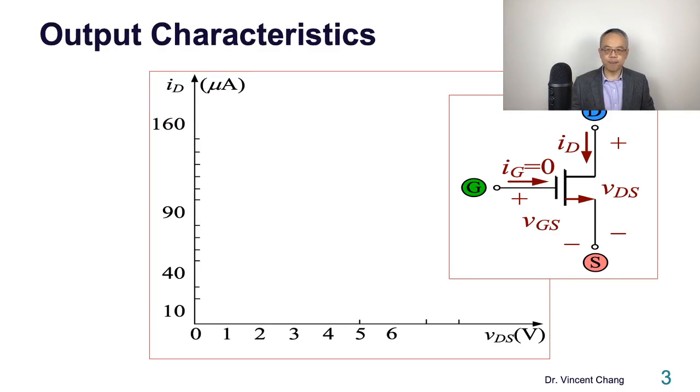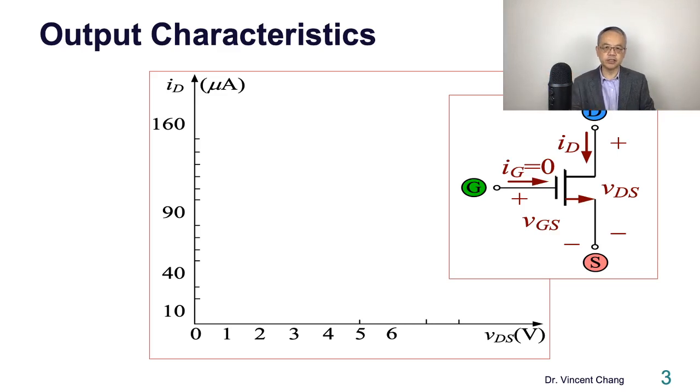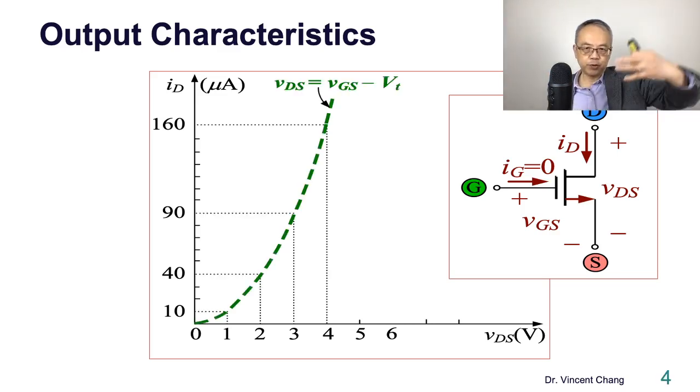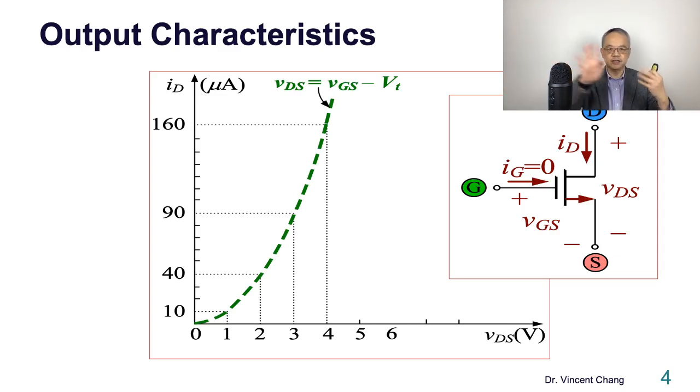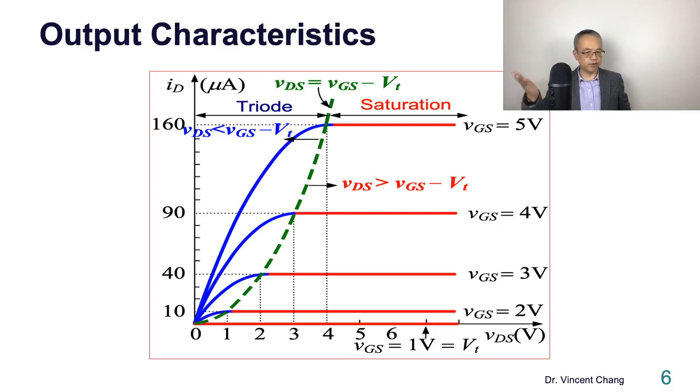Output characteristic, ID versus VDS. In a common source, the ID will be the output current, and VDS will be the output voltage. So output current versus output voltage. The boundary is between the triode region and the saturation region. On the left-hand side is the triode region, where VDS is less than VGS minus VT. On the right-hand side is the saturation region, where VDS is greater than VGS minus VT. VT represents the threshold voltage.